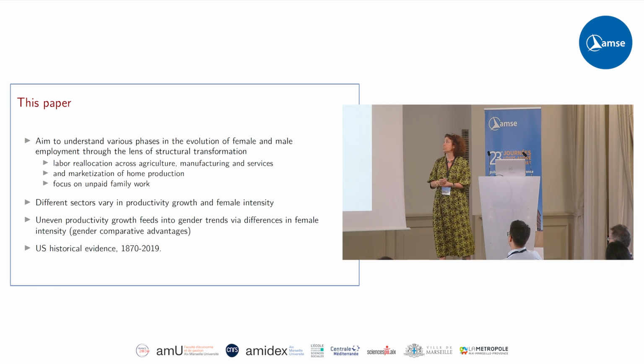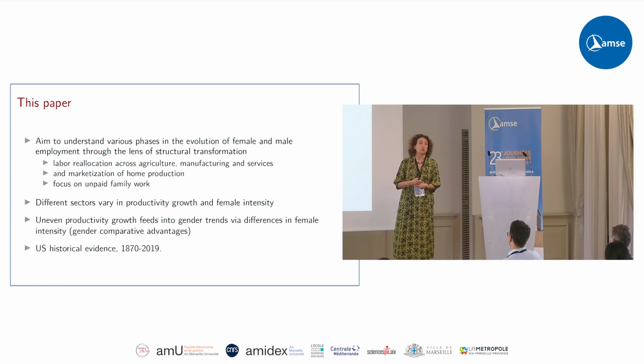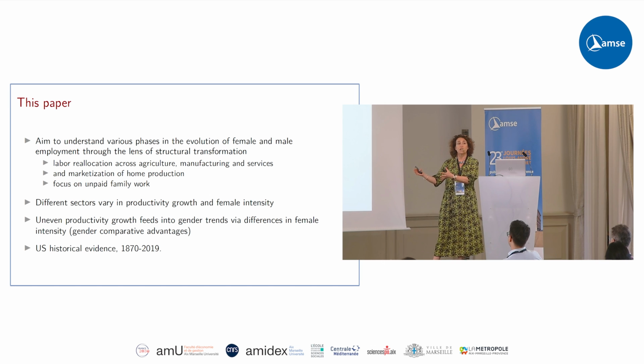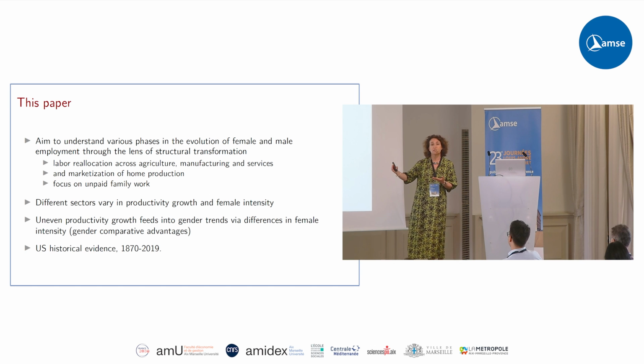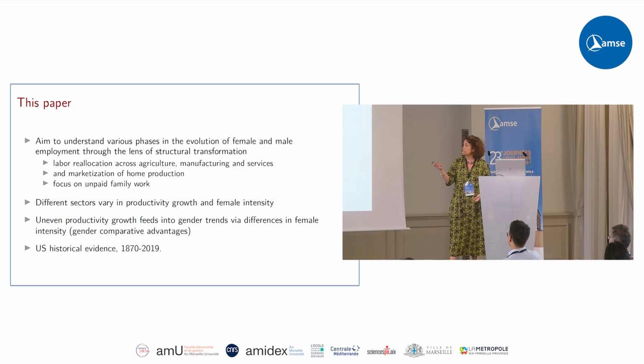By structural transformation, we mean the labor reallocation across the broad sectors of agriculture, manufacturing, and services. Accompanying that reallocation, there's also another similarly conceptual reallocation from the household to the market, from producing services in the home to producing similar services in the market, and we call that marketization of home production. We do that with a special focus on unpaid family work, which was the core employer of women in the early part of our sample period. So there's going to be a lot in this paper about unpaid female work.